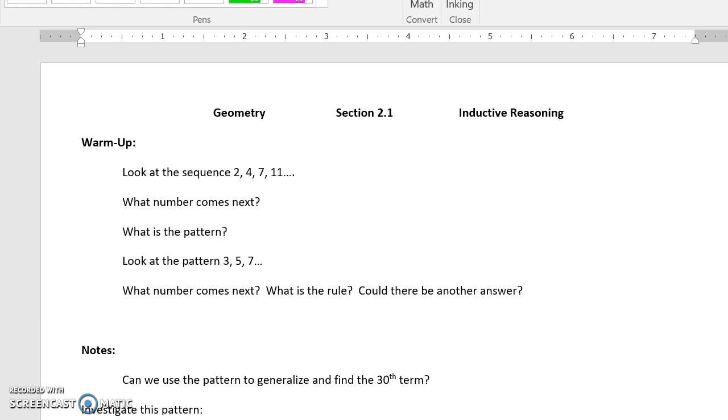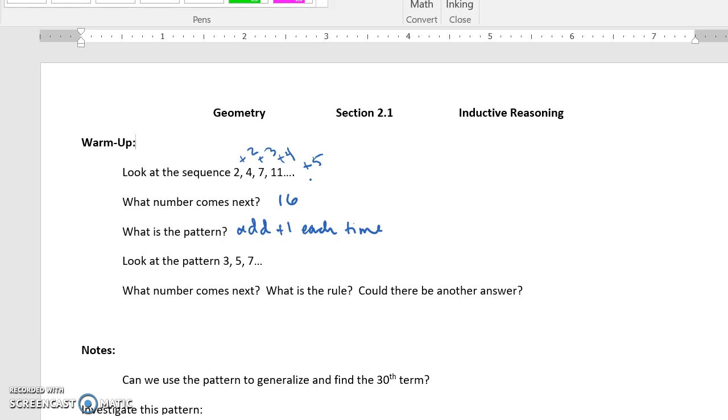So this is a numeric pattern, and if we look, 2 to 4, we're adding 2, 4 to 7, we're adding 3, 7 to 11, we're adding 4. So the pattern is to add one more each time. And so to go from 11 to the next term, we would add 5. So the next term should be 16.